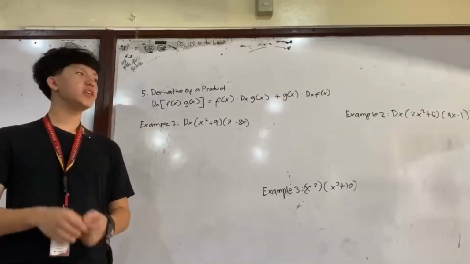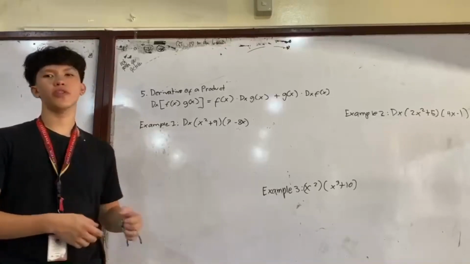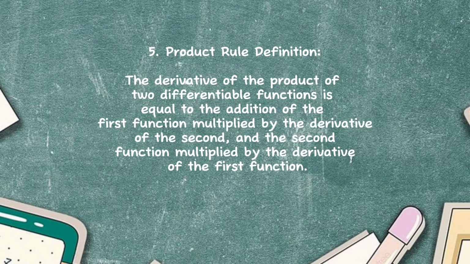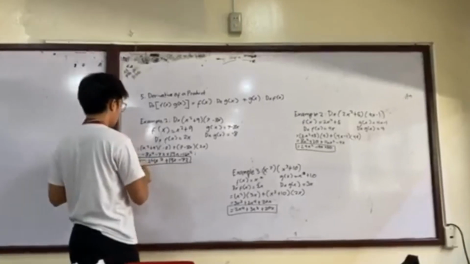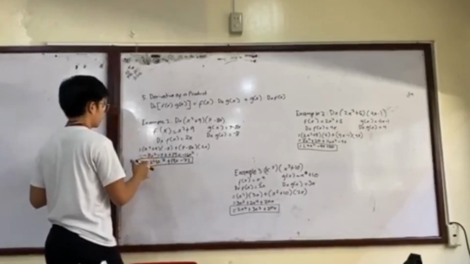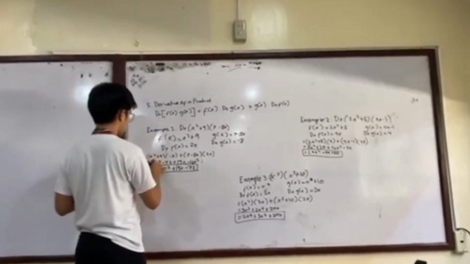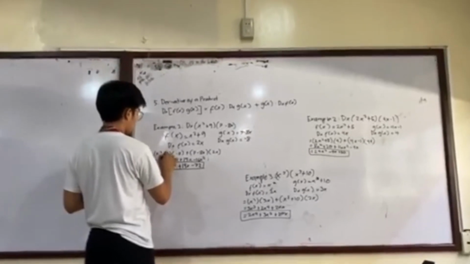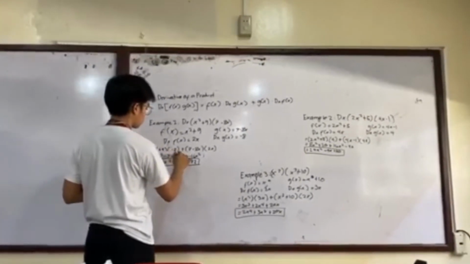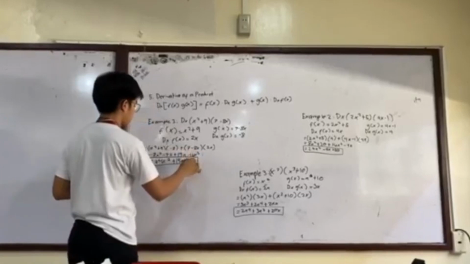TJ, please answer the questions provided in the board. The derivative of the product of two differentiable functions is equal to the addition of the first function multiplied by the derivative of the second, and the second function multiplied by the derivative of the first function. The first step is to multiply and use the FOIL method. So, our answer is negative 8x squared minus 72 plus 14x minus 16x squared.